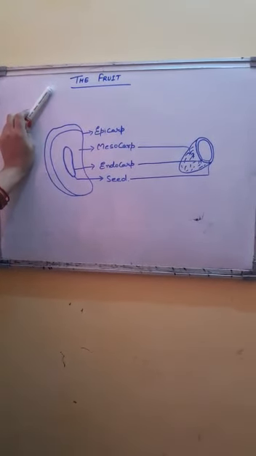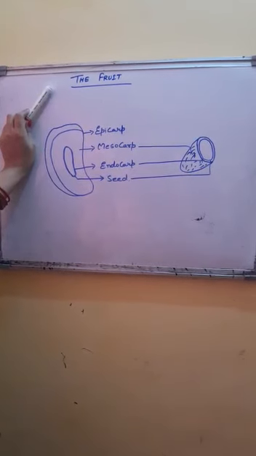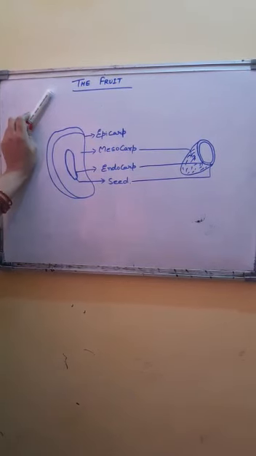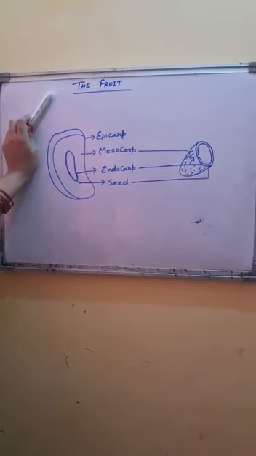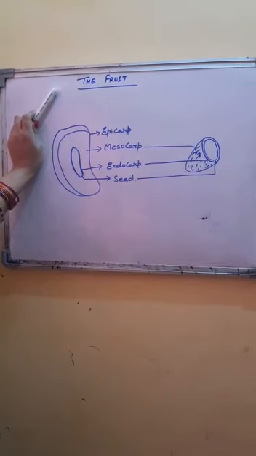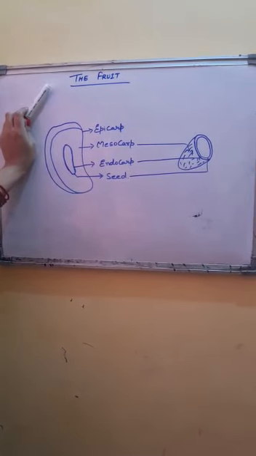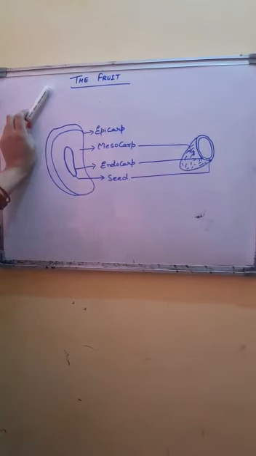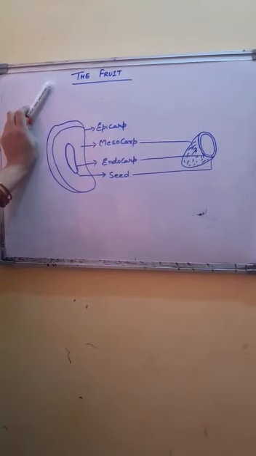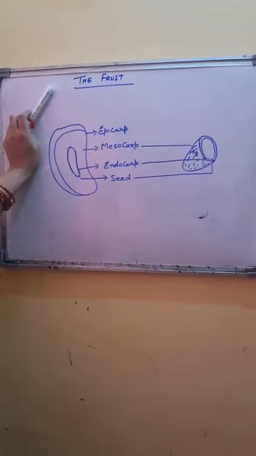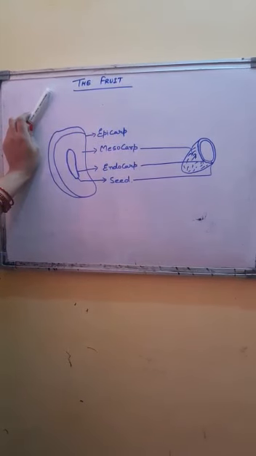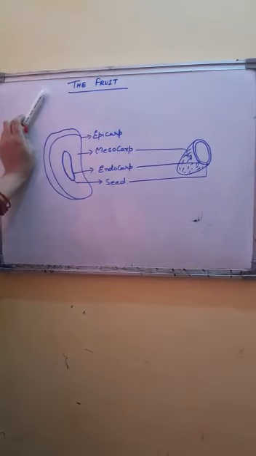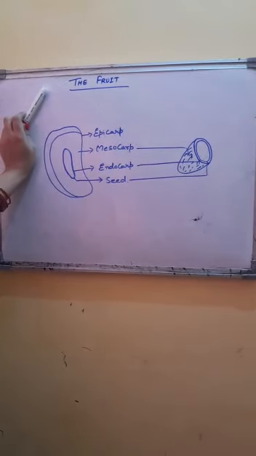Sometimes the ovary develops as fruit without fertilization even. Such fruits are called parthenocarpic fruits. The real fruit is always developed after fertilization from the matured ovary. But sometimes the ovary gets matured and develops as fruit without fertilization, and such fruits are called parthenocarpic fruits. Banana and grapes are examples of parthenocarpic fruits.